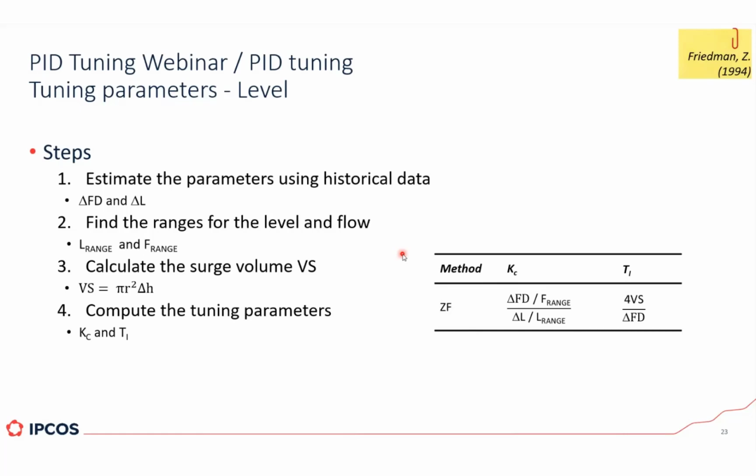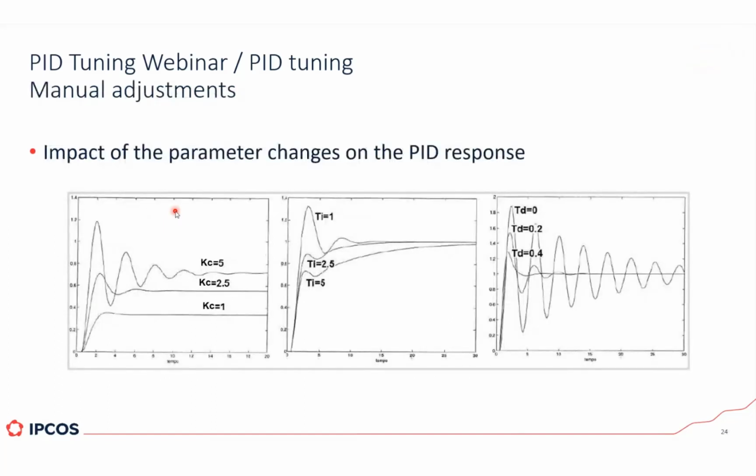Okay, and the idea here is to have a smooth response on the level controller. Good. We could also use this method for a reflux drum, for example, but then we would need to select a smaller variation, for example, 3 to 5%, something like that.